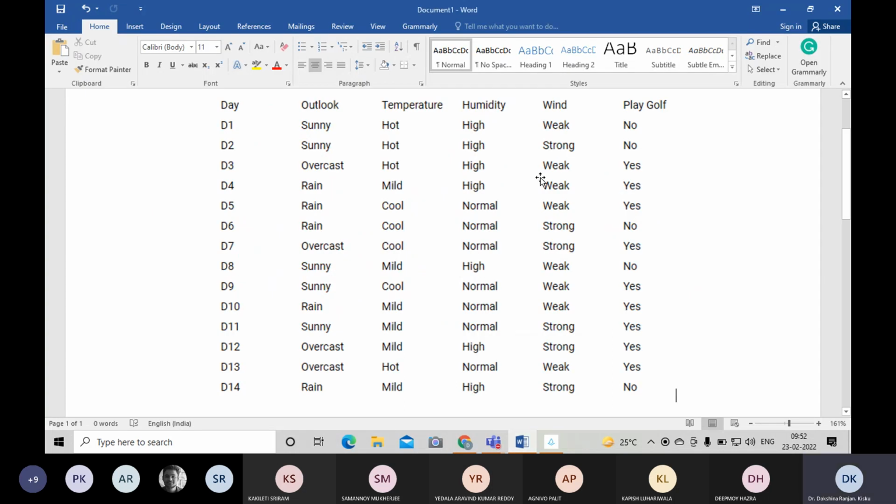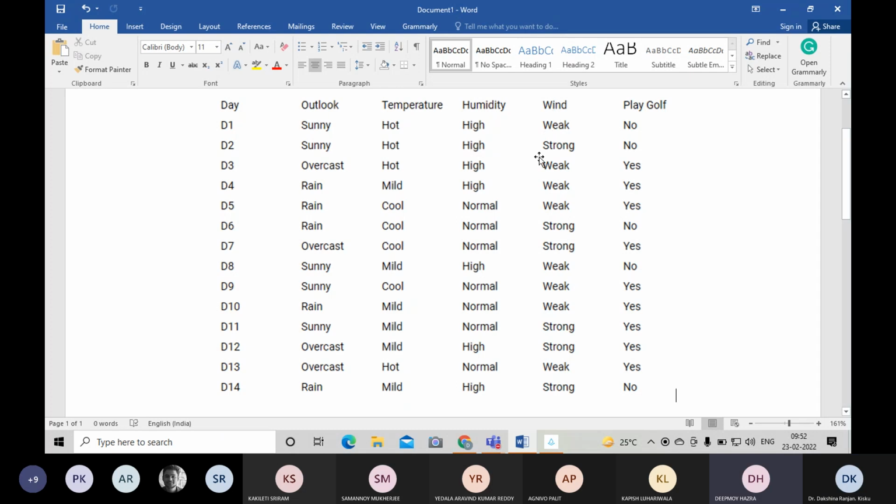So what will be our next step? In the next step, how many different values are present in each column? Can you tell me? How many different values are present in outlook? In temperature? In humidity? And in wind?